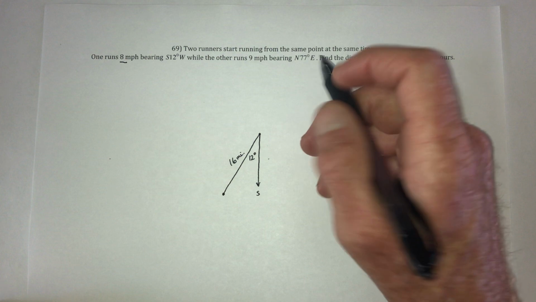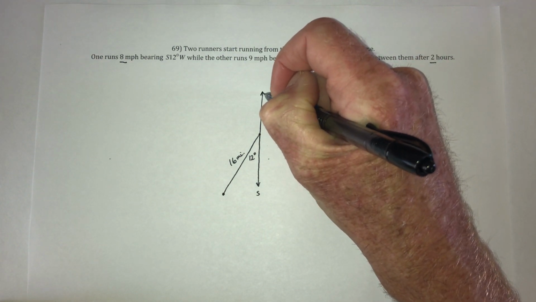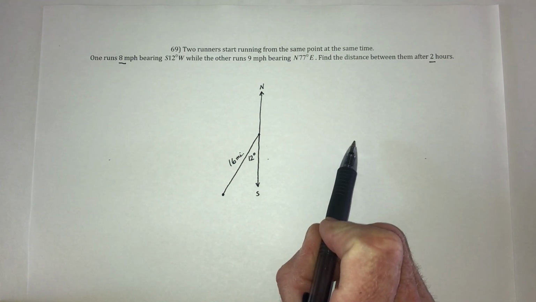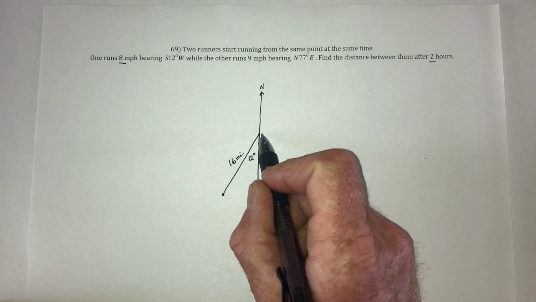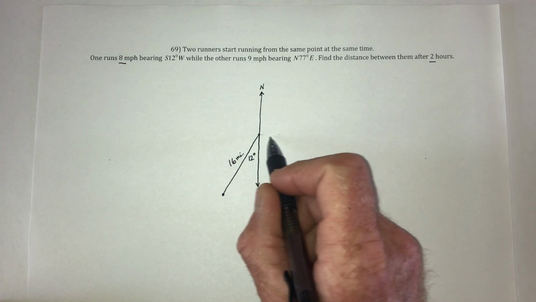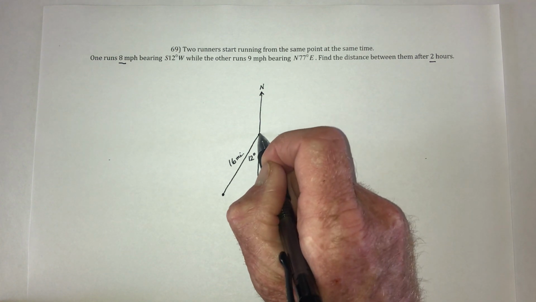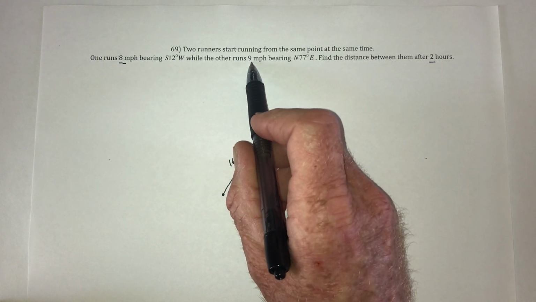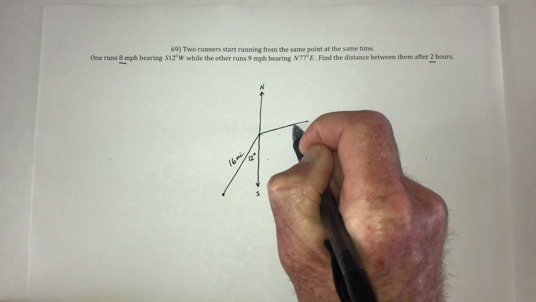Now the other person goes from the north. So here's the north line. And then they go towards the east by 77 degrees. So if I put the east like right here, just really lightly, then 77 would be pretty close. It would be like this. And they're running 9 miles an hour for 2 hours, so they're going to run 18 miles.